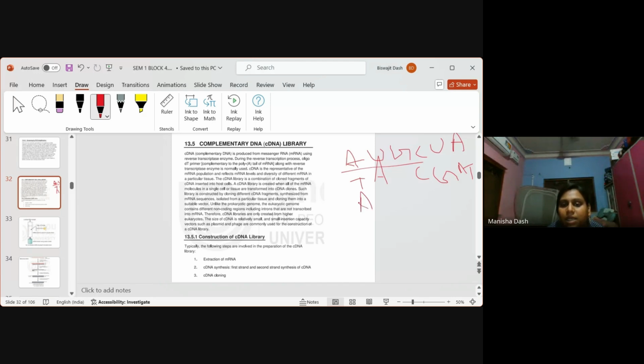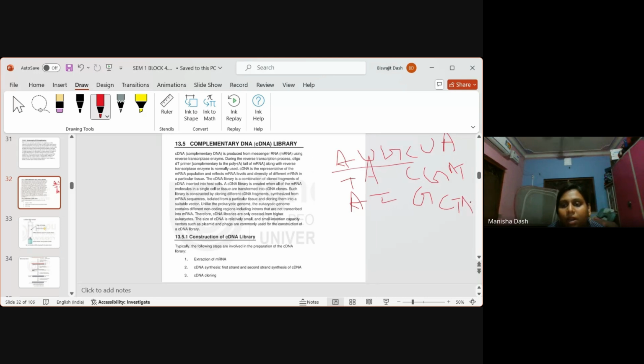Against the T, there will be complementary A, then against the A, there will be complementary T, then against C, there will be complementary G, then against G, there will be C, then T and A. So that is how you again get a double stranded DNA, right? From one strand of the mRNA, first you form the first strand of the complementary DNA. Then from the first strand of the complementary DNA, you get the second strand of the complementary DNA.